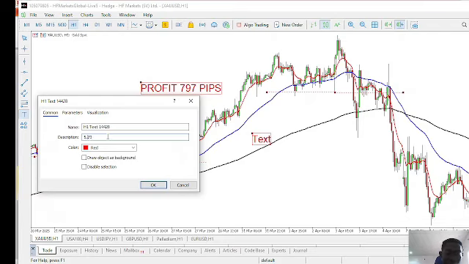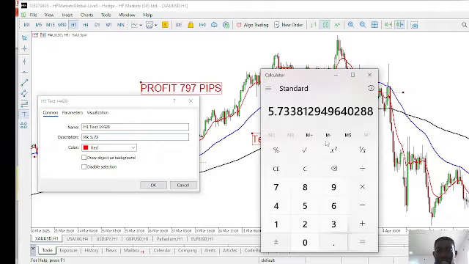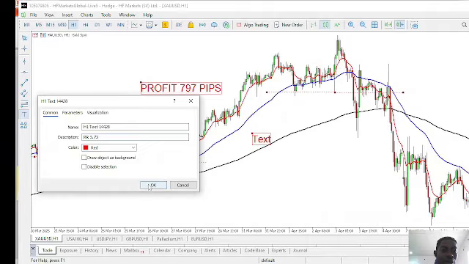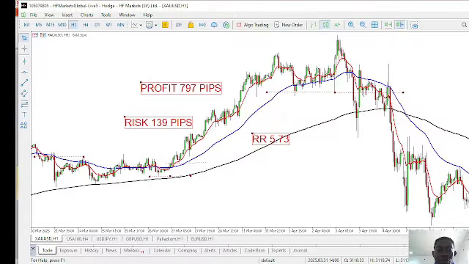5.73 risk to reward ratio. My goodness, boy, 5.73. That is remarkable. That is remarkable. My risk to reward ratio, 5.73.